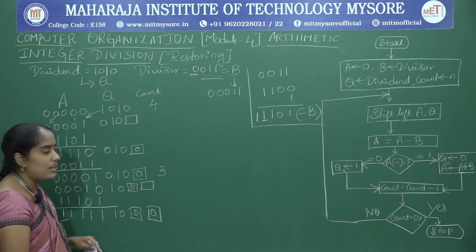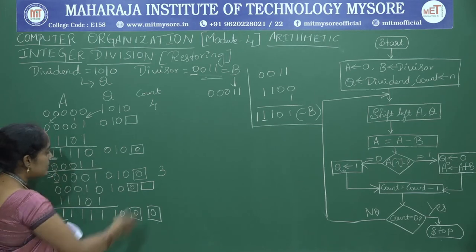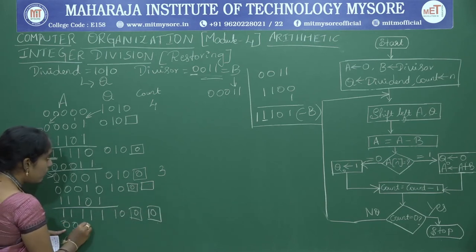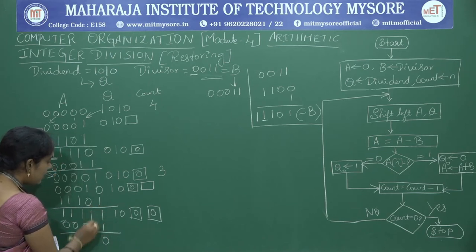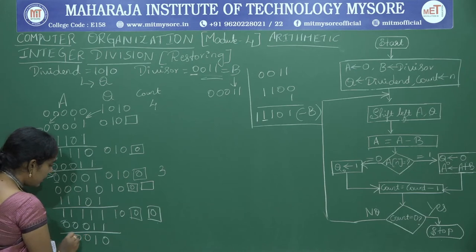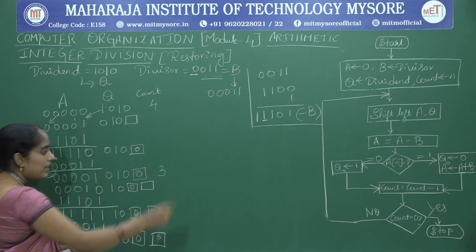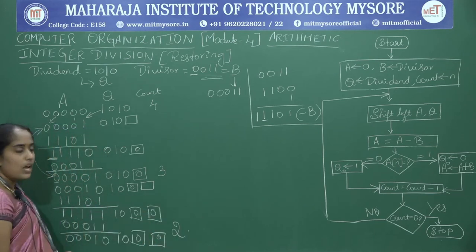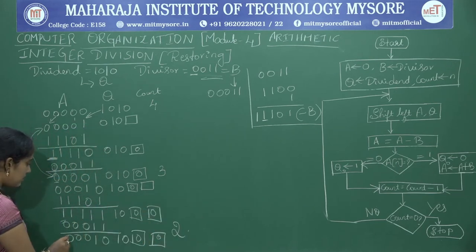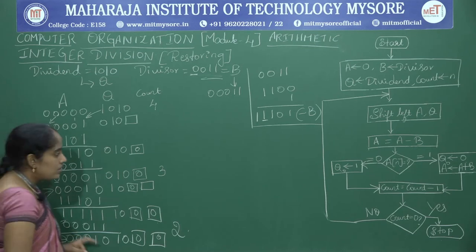How to restore the A value? For that you need to add A is equal to A plus B. Plus B is nothing but 0, 0, 0, 1, 1. Right? So 1, 1 it is 0, triple 1. So 1, 0, 0, 0, 1, 0, 0, 0. Then decrement the count value. Now count is equal to 2. Okay. So here, you can see the restoring of A. Check the value here, it is same.